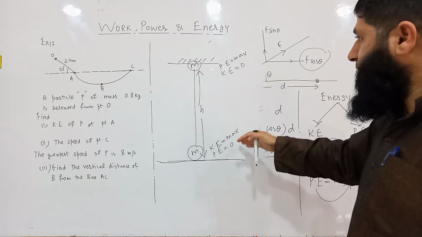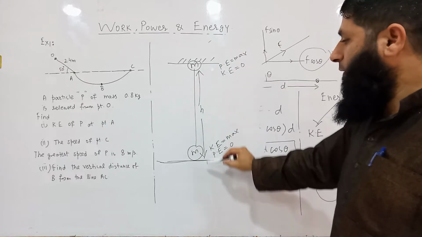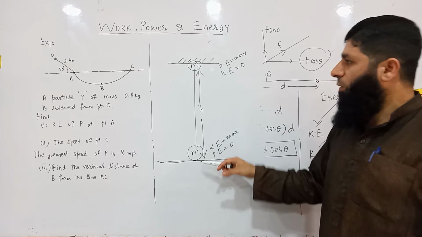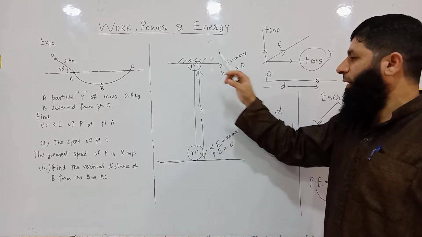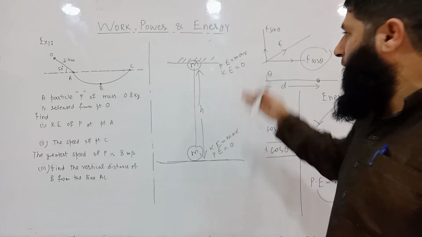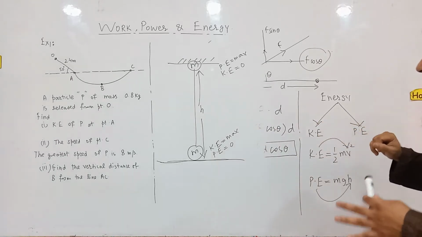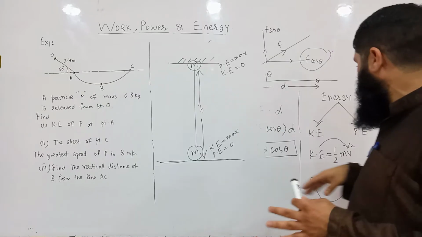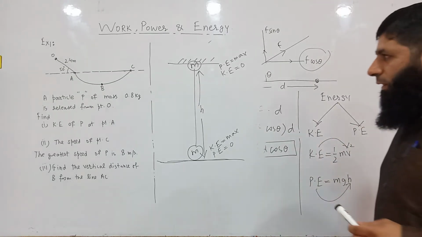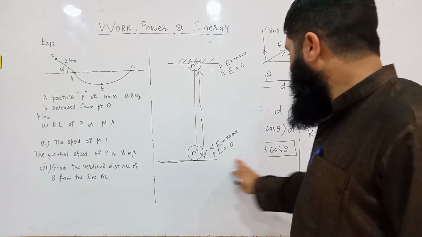Now what is happening here? The potential energy at this point is converting into kinetic energy. So the entire kinetic energy of this body at this point is coming from the potential energy that this body had at this point. So we can see that potential energy and kinetic energy are converting. Potential energy basically depends upon height and kinetic energy depends upon velocity. And we can find change in kinetic energy and change in potential energy.